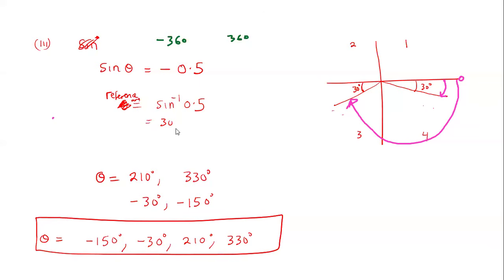Okay, ZTE? Excuse me, sir. What if the range was positive, from 0 to 360 degrees? Which angles here are positive? The angles we have are 210 and 330. Then those are the answers you'd have given.